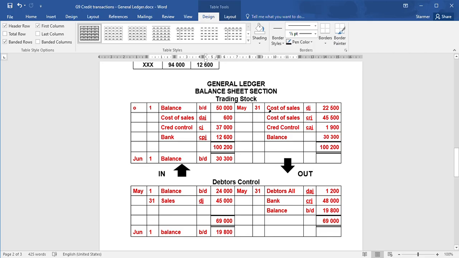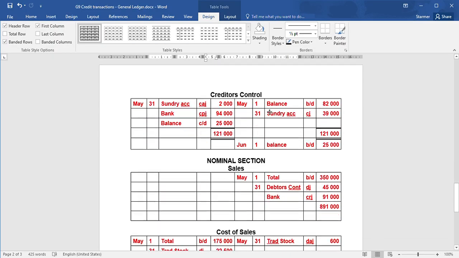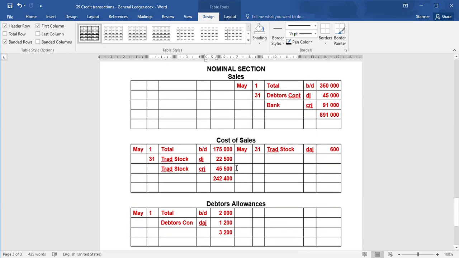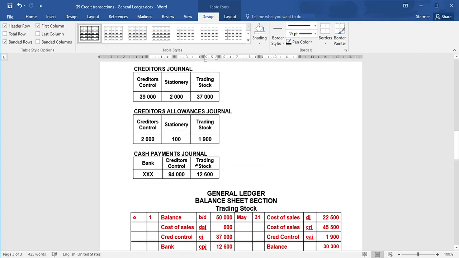The other account that changes there is cost of sales. Do not write debtors control there. Debtors control went with sales. Cost of sales always goes with trading stock. And then our cost of sales is obviously going to increase, and the other account where we recorded that was trading stock. So that takes care of the debtors journal.